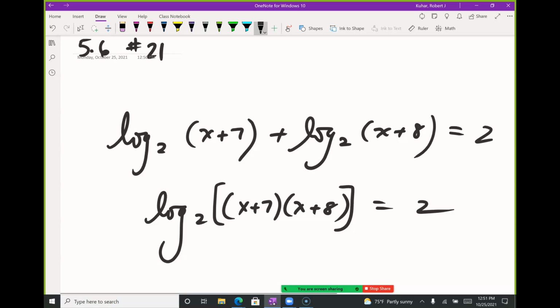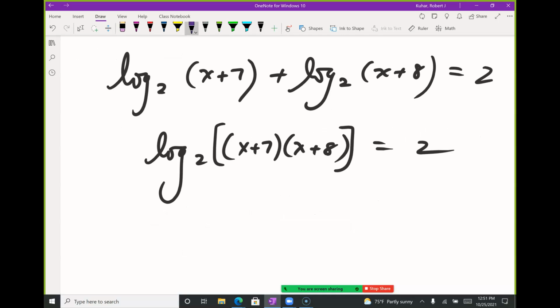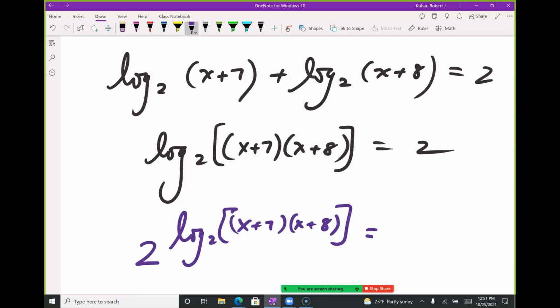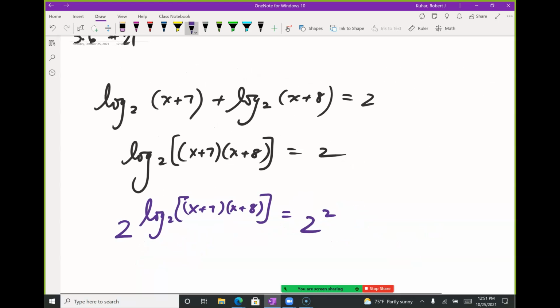And now if I could get rid of the log, it would be perfect, right? So I have to raise both sides base 2. So 2 to the log base 2 of (x plus 7) times (x plus 8) is equal to 2 squared. I'll see students often raise one side to base 2, but not the other side. So you've got to be careful of that. What you do to one side, you do to the other, right?